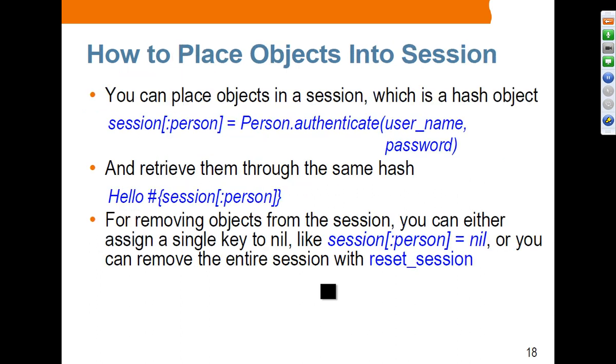So how do you place an object into a session? You can place an object into a session like this. You create some object by calling some method, and that object will be saved into the session as a key value pair. Here this is the key, and this is the value. So session person will maintain the value that is returned from this method call. Later on, you can access that session object by invoking session and person, providing the key.